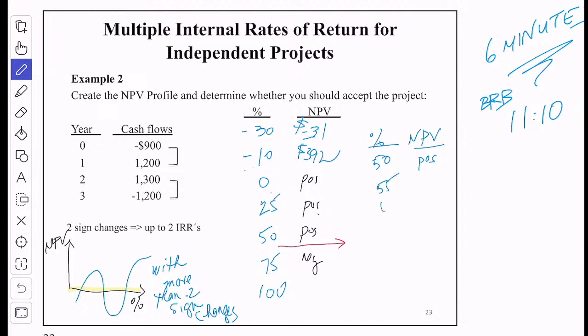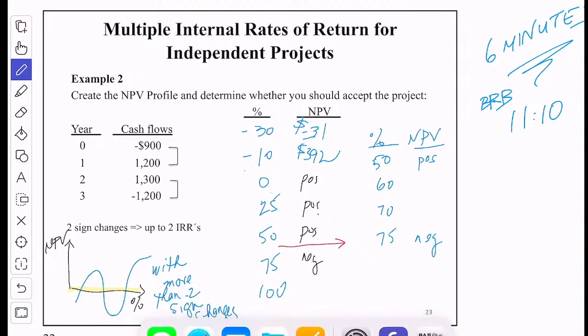55, 60. So actually, let's leave it broad again, and let's leave it broad and then zero in on it, target it. So 50, 60, 70, 75. So you know that's a positive, that's a negative. So we'll just try 60 and 70. 60 will turn out to be a positive, and 72, so you'll know that it will be between 70 and 75. So let's do that.